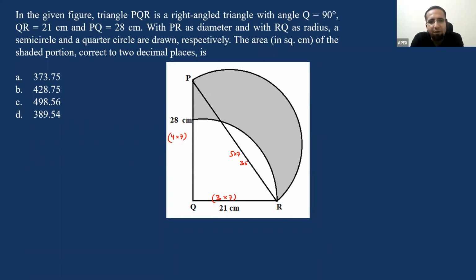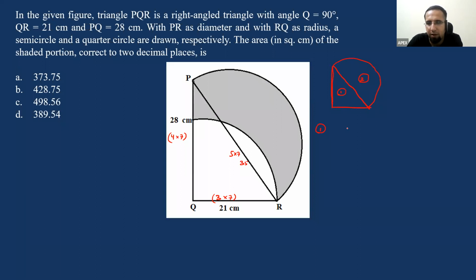And then we have a quarter circle drawn and the area of the shaded portion. If you observe, the area of the shaded portion should be nothing but the complete area of the figure. Now, how will I calculate the area of the figure? I'll calculate the area of the figure as, just observe carefully. I'll calculate the area of this part. Clear? And then there is a semicircle drawn here.